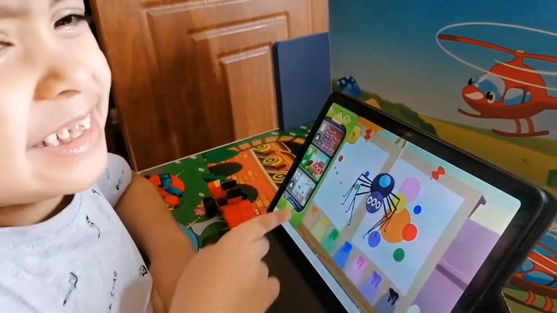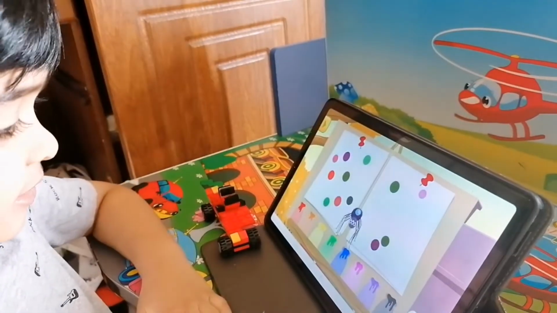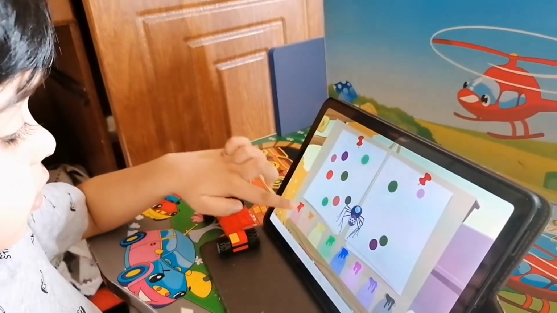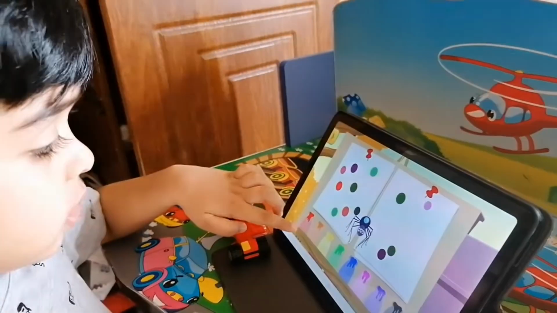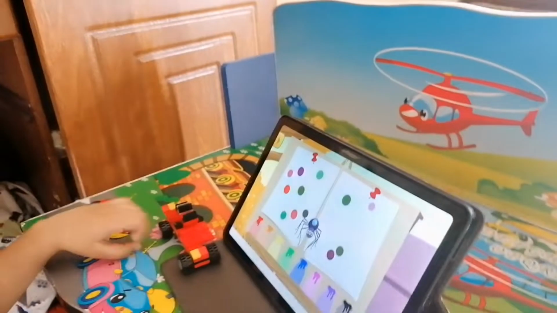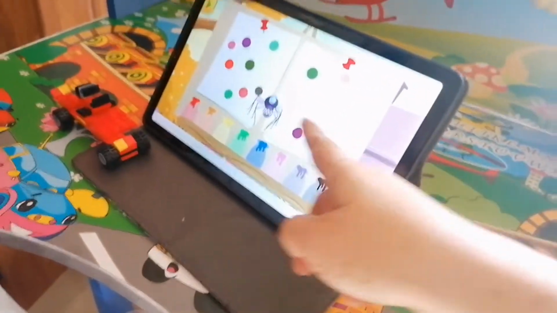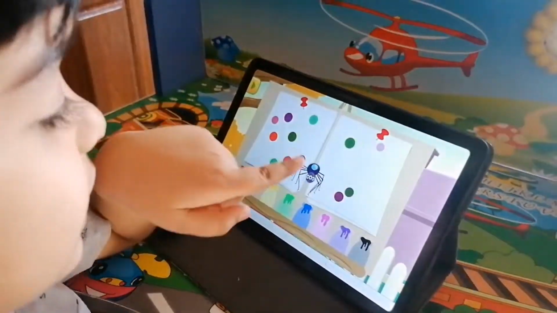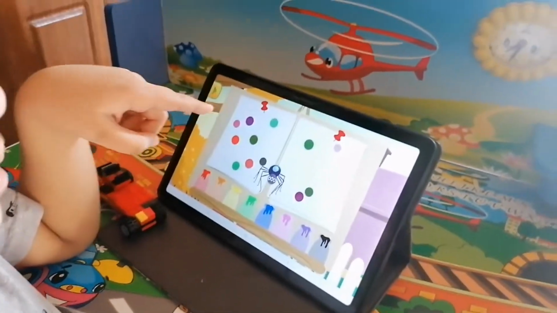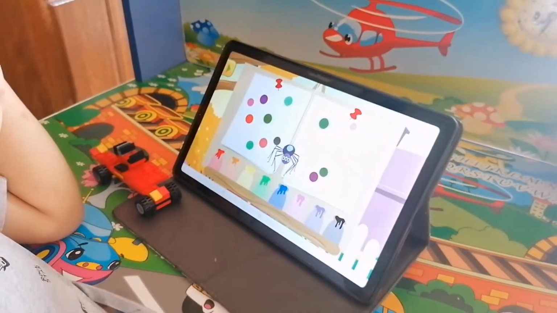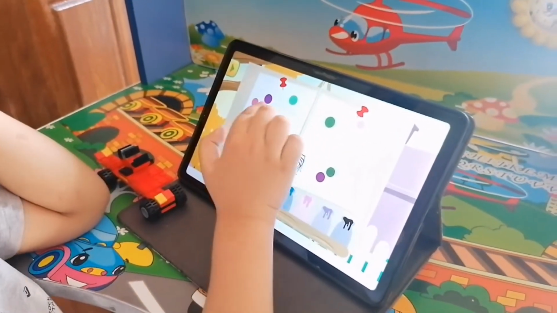Choose a picture with 8 dots. Where's the 8 dots? Is this one or this one? Count. This one. How many dots is that? Choose the picture with 8 dots. Oh, count the dots.